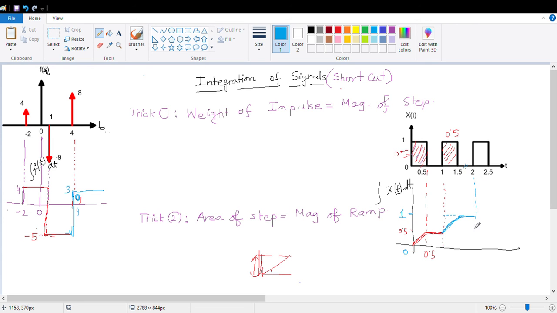Next, when this is at 2, this is at 1.5. This is at 1, this is 1.5, this is at 2. Now here also we are getting the area is again 0.5. So here also the magnitude of the ramp will be 0.5. So what is 0.5? 1 and here 0.5. It will get 0.5, so from 0, the value will be 1.5. Understood? So this value will be 1.5. So we will get this ramp.